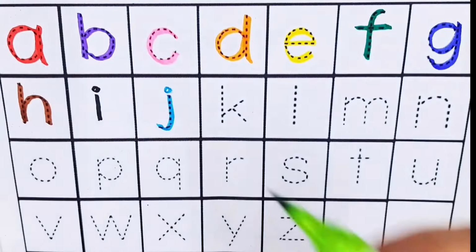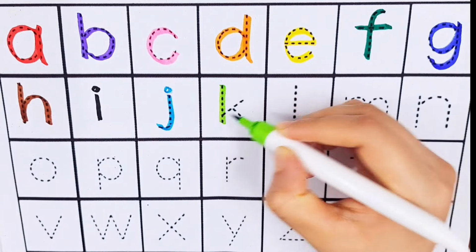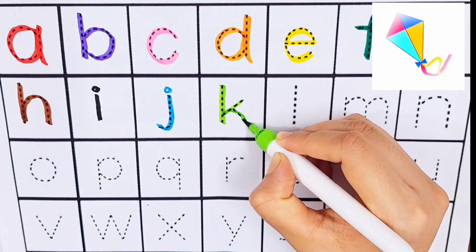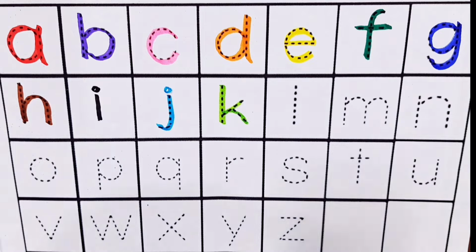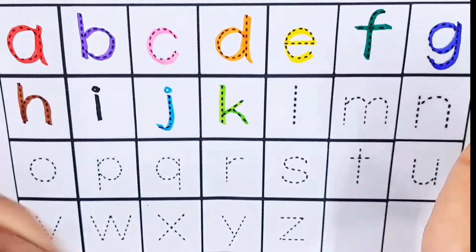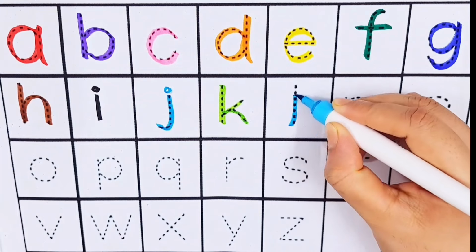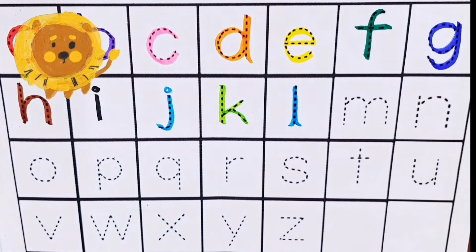Light green color. K. K for kite. Light blue color. L. L for lion.